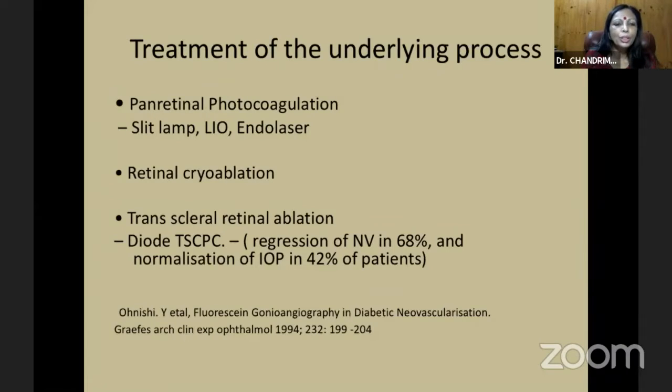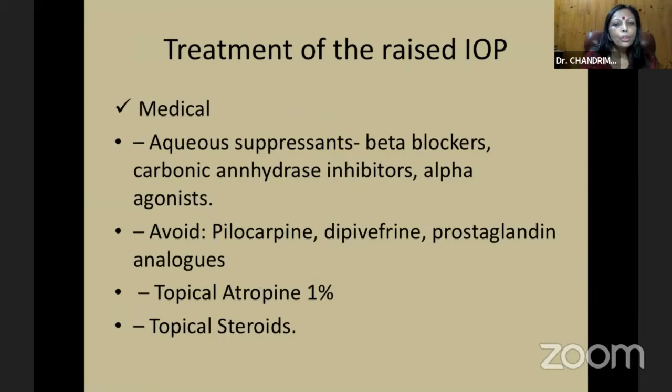Pan-retinal photocoagulation at the slit lamp, endolaser, retinal cryoablation, transscleral retinal ablation, and diode transscleral cyclo-ablation. So treatment of the raised intraocular pressure is done generally medically, that is aqueous suppressants, beta blockers, carbonic anhydrase inhibitors, alpha agonists, avoid pilocarpine and prostaglandin analogs. Topical atropine 1% is required, and topical steroids.